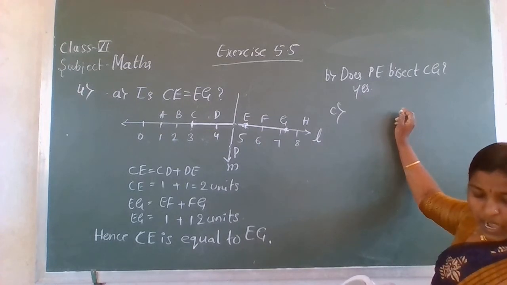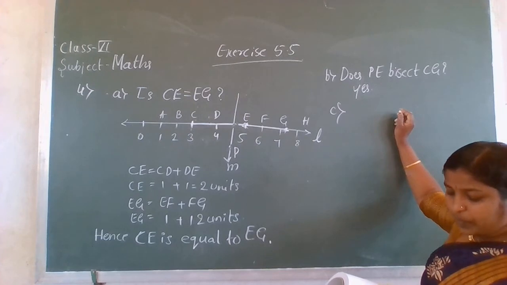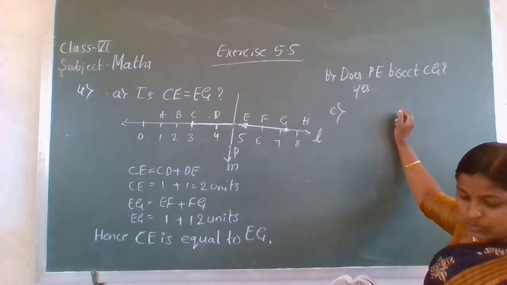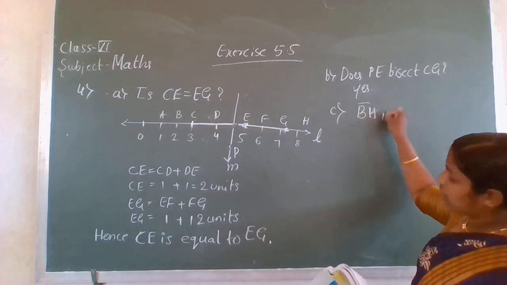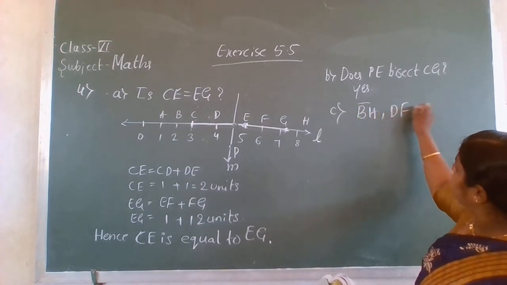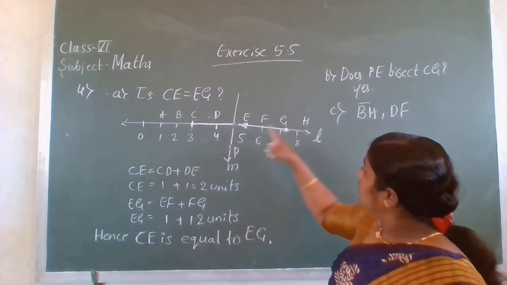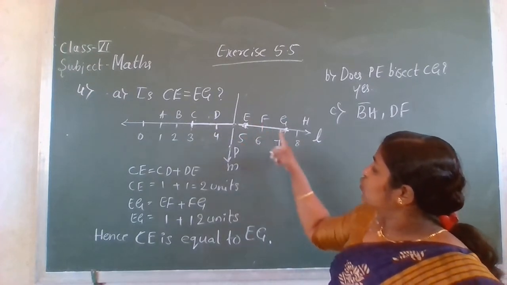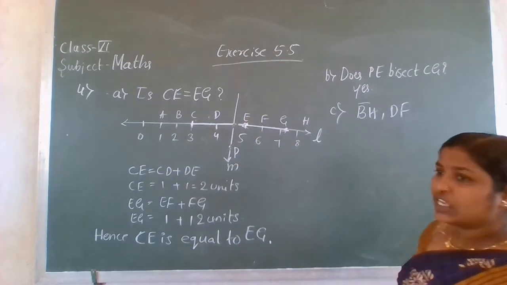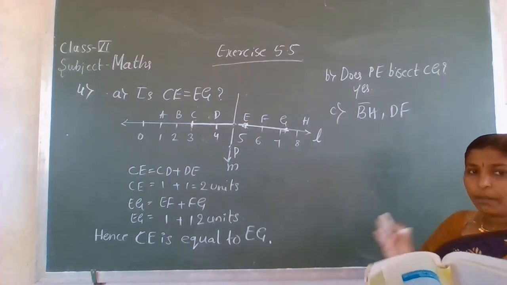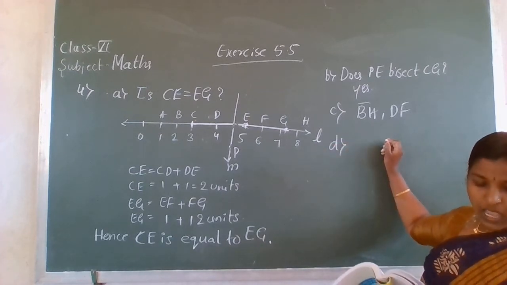Then C, identify any 2 line segments for which PE is the perpendicular bisector. Okay, those are line segments BH and DF. These 2 line segments will be bisected by PE. Bisect means it will make 2 equal parts. Then D, are these true?